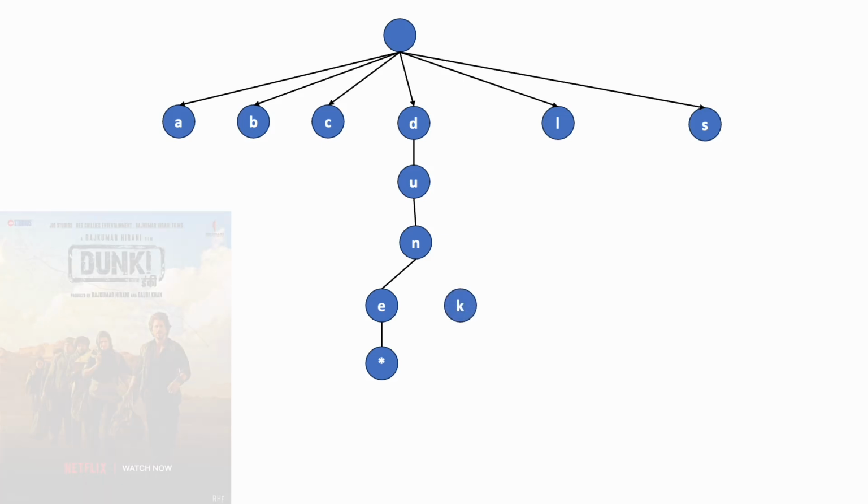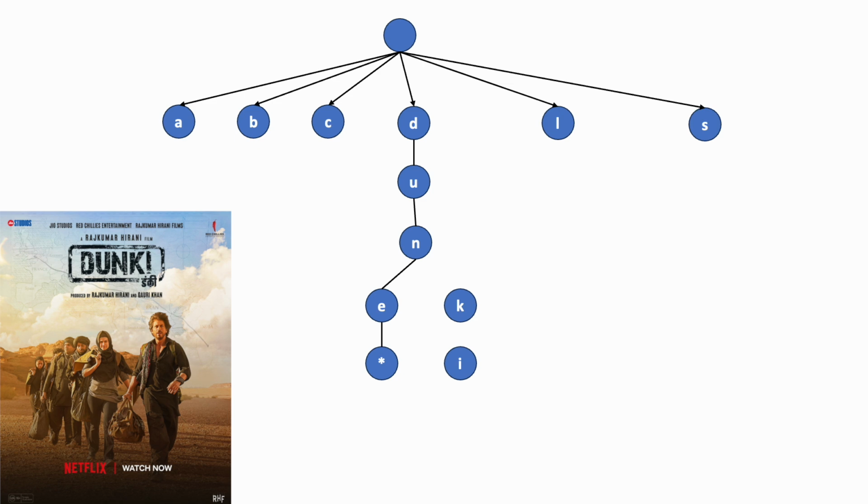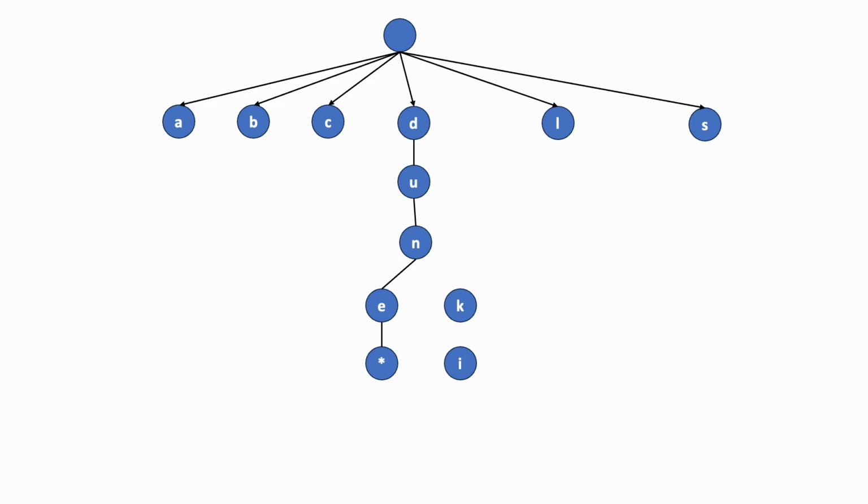Let's say we have a movie called Donkey. Instead of creating the new word itself, we already have a prefix for the first three letters. So this new word will get added after the n. Now n will have a mapping of two letters: one is e, one is k, and after k, we have one letter. And the star we use just to know that it's the end of the word.